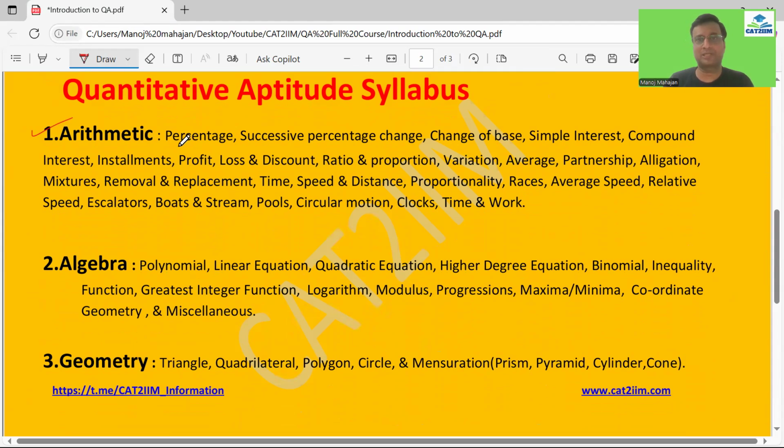The topics tested over here are percentage, successive percentage change of base, SI CI, installments, profit loss, ratio proportion, variation, average. We're going to learn a superb trick. Partnership, allegation, the magical method we're going to learn, mixtures, removal, replacement, time, speed and distance, proportionality, races, average speed, relative speed, escalator, boats and streams, pools, circular motion, clocks, time and work. And the best part of arithmetic is there are hardly any formulas, so you would thoroughly enjoy.